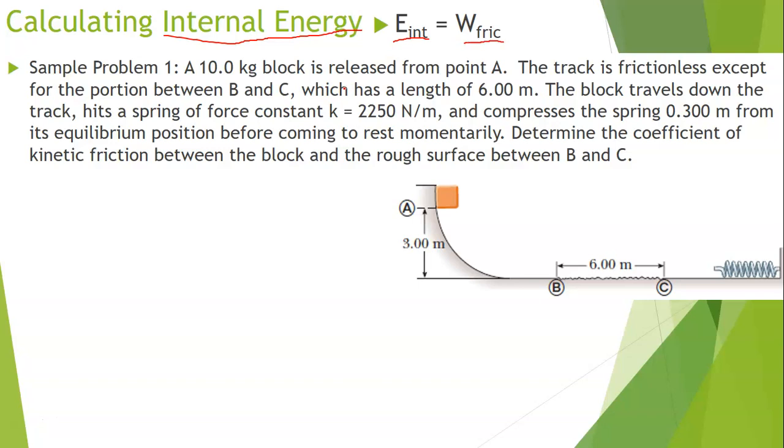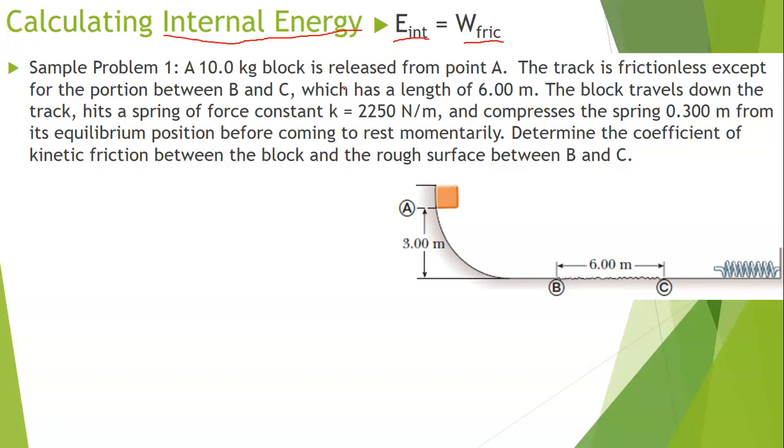So let's see how this works in a problem. In this problem, we have a 10 kilogram block released from point A. The track is frictionless except for the portion between B and C, which has a length of 6 meters. The block travels down the track, hits a spring of force constant k equals 2,250 newtons per meter, and compresses the spring 0.35 meters from its equilibrium position before coming to rest momentarily. Determine the coefficient of kinetic friction between the block and the rough surface between B and C.